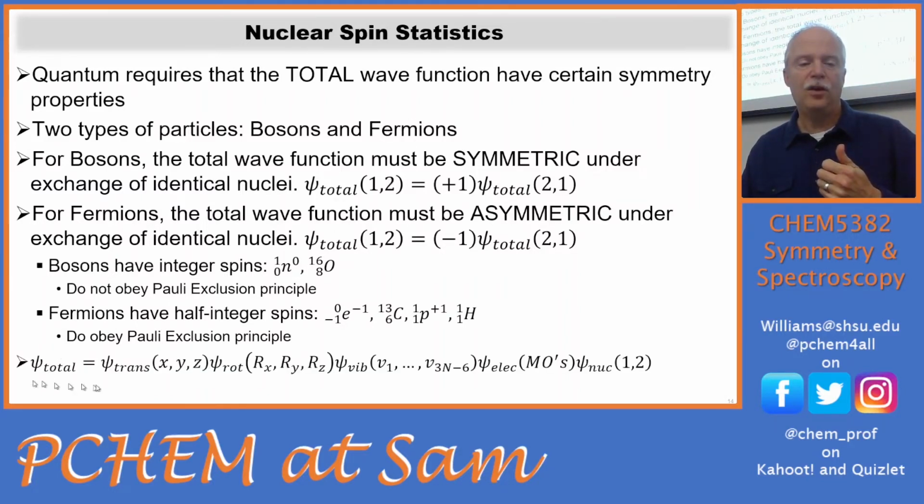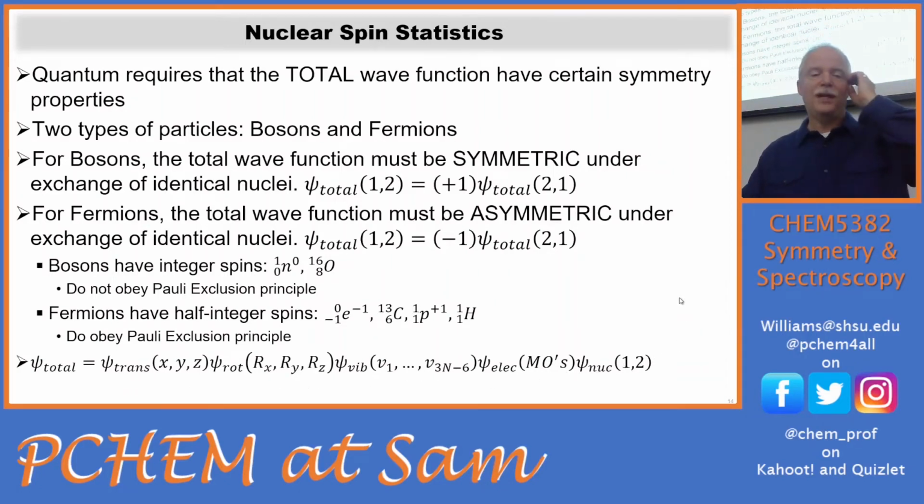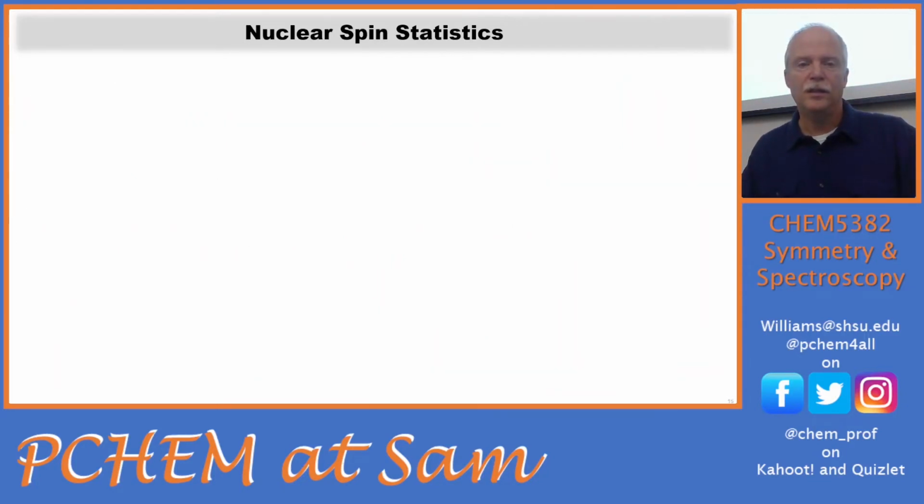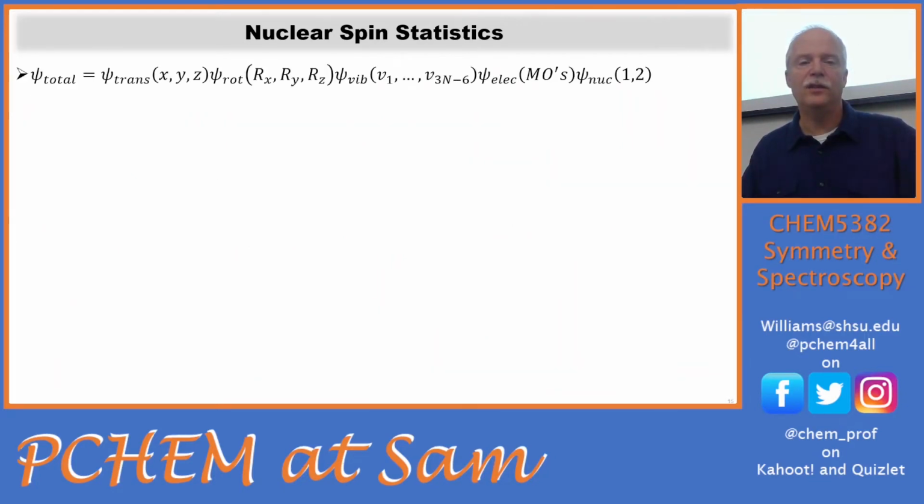And so this total wave function is the multiplication of all the individual wave functions. We have translational, rotational, vibrational, electronic, and now nuclear. We haven't talked about the nuclear wave function at all up until this point. And if the total wave function must be symmetric, then that puts requirements on all of the other wave functions. So let's dig into the individual wave functions.